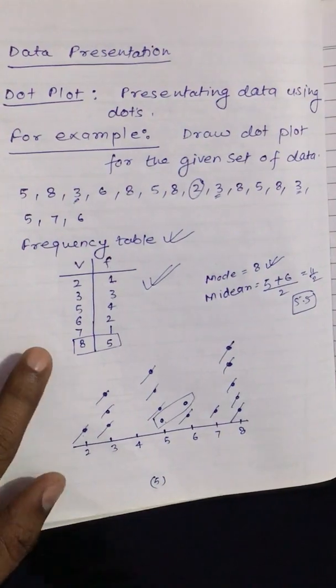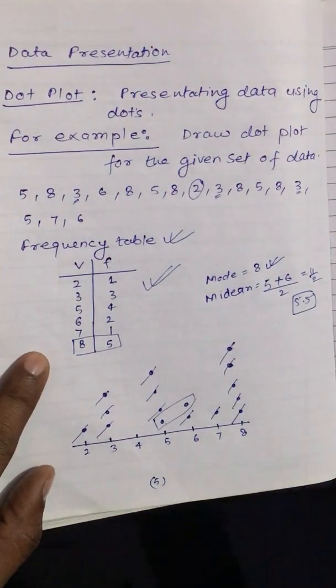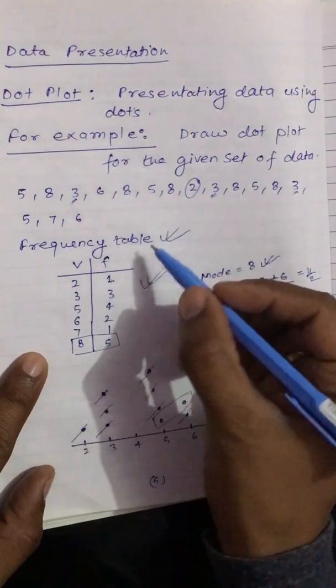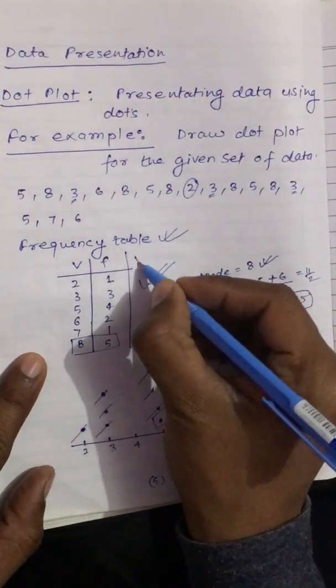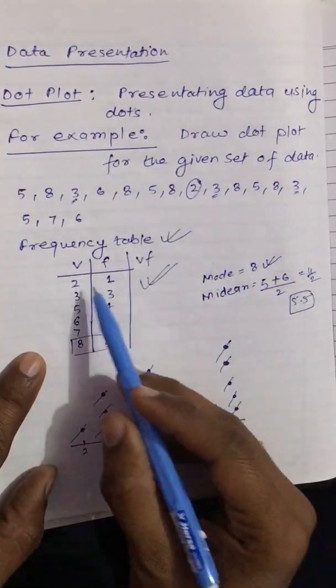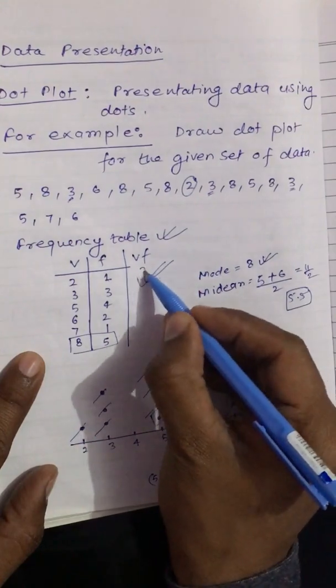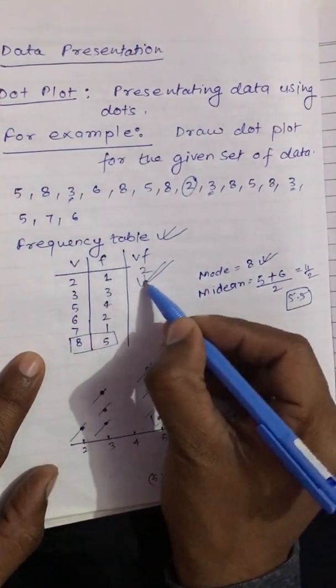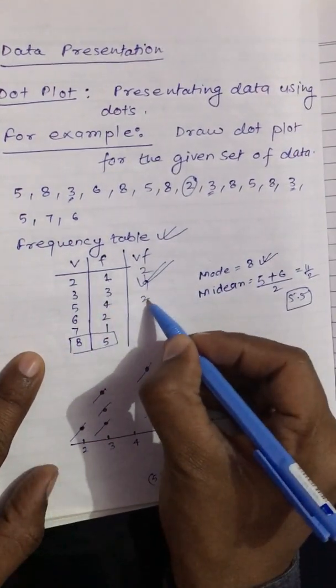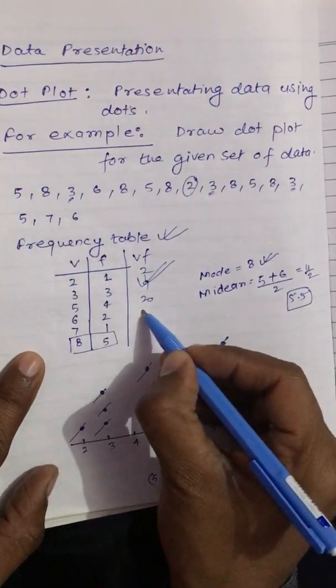If somebody asks you to find the mean or arithmetic mean, then what are we going to do? We're going to multiply v times f. Understand? 2 times 1, 2. Understand? 3 times 3, 9. 5 times 4, 20. 6 times 2, 12.